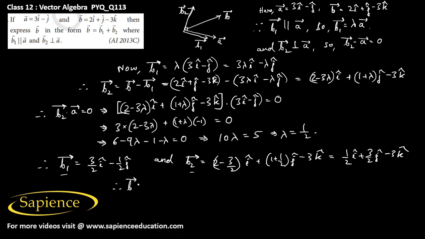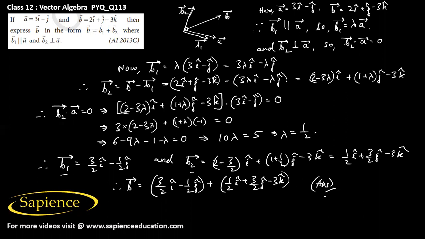Therefore, b vector can be written as b1 vector, which is 3 by 2 i cap minus 1 by 2 j cap, plus 1 by 2 i cap plus 3 by 2 j cap, then minus 3k cap. So here, this is the b1 vector, this is the b2 vector, where b1 vector is parallel to a vector and b2 vector is perpendicular to the a vector. So this is the final answer. Thank you.